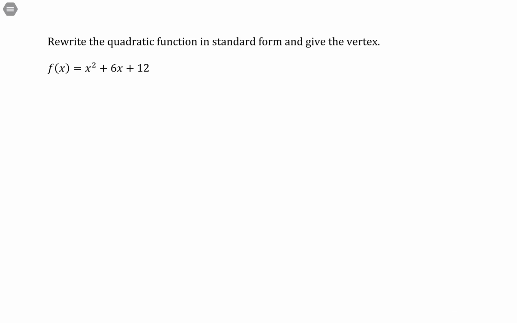Rewrite the quadratic function in standard form and give the vertex. So standard form of a quadratic looks like y equals a times the quantity x minus h quantity squared plus k. To get it in that form, we have to use the process of what's known as completing the square, or we could potentially use the vertex formula, but oftentimes completing the square is a little bit easier, even though there's a couple of steps in the process.